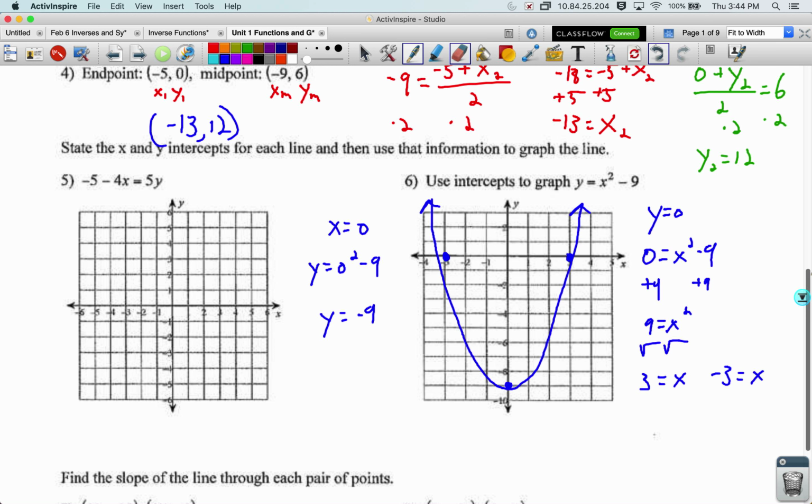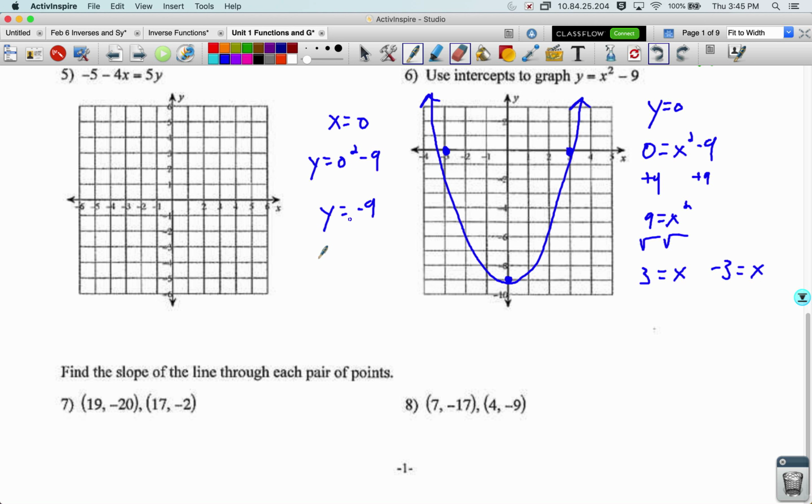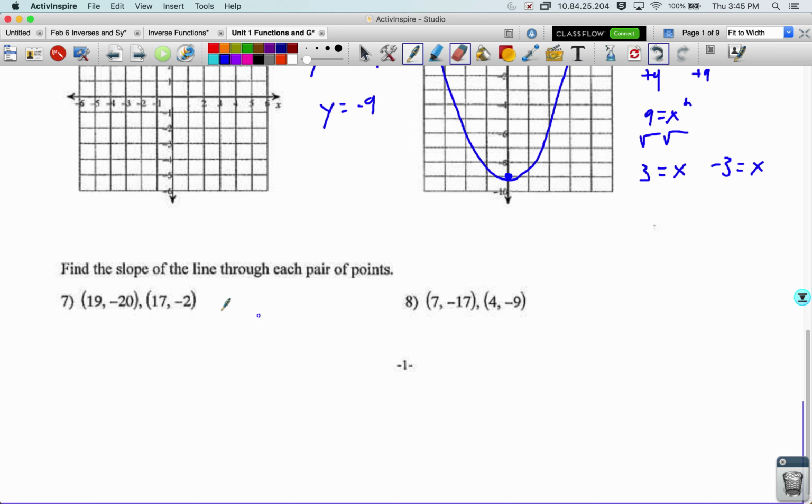All right, and we know it's a parabola because this is an x squared equation. Same thing over here, but you just get 2 points and then make a straight line. Slope of a line between 2 points, we can practice one of these. Again, we label it x1, y1, x2, y2. You notice we've done that for 3 different problems now.